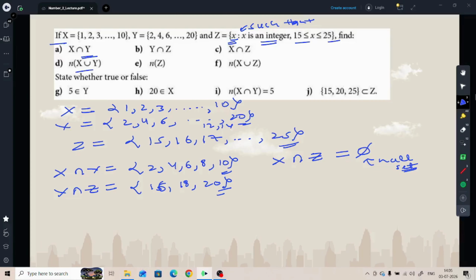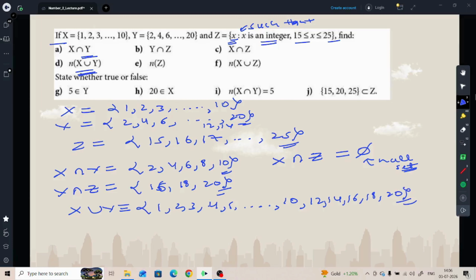Now it is asking you the number of elements in x union y. If I talk about x union y, it will start from 1, 2, 3, 4, 5 and so on up to 10. It will take all the numbers, but then it will also take the multiples of 2, so 12, 14, 16, 18, 20 like that. So the number of elements in this will be what? These are 10 elements, these are 5 elements. So 10 plus 5, 15 is the answer.